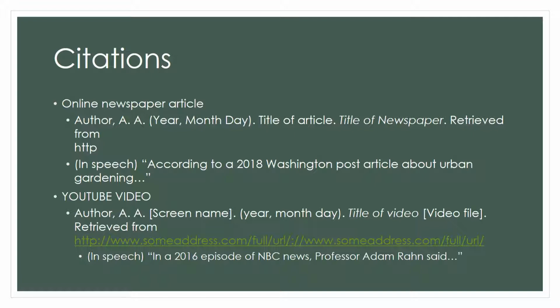This is how you would cite an online newspaper article, because that might be something you're actually using. The very first bullet is how you would cite it on the reference list, and the second bullet is how you might cite it in your speech. You're not going to go over every tiny detail, because we don't need to know when you retrieved that information or the exact date, month, day, and year. But it is good for your audience to know, according to a 2018 Washington Post article about urban gardening, and then you would go into the fact that you're presenting.